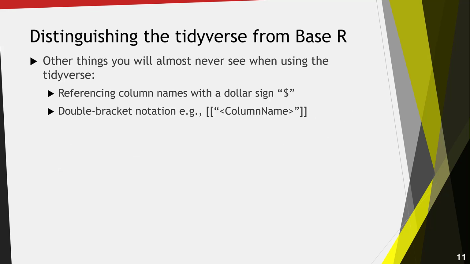In base R, you don't use the pipe to chain commands together, so the syntax gets really complicated and messy. There's a couple of other things that you'll almost never see when people are using the tidyverse. The first is that referencing column names will never happen with the $ sign. This is a base R feature. Likewise, there's a lot of double bracket notation where there's stuff inside two sets of matching brackets. This almost never occurs in the tidyverse. If you see either of these, what you're looking at is probably code designed for base R, and there's likely a better way to do it in the tidyverse.